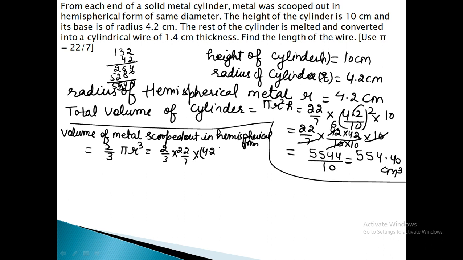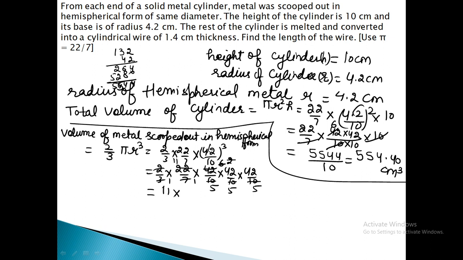You can write it 42 by 10. After solving all these things, 2 by 3 multiply by 22 by 7, 42 multiply by 10, 42 multiply by 10. 7 6 are 42, 3 2s are 6, 2 1s are 2 and 2 5s are 10. 2 11s are 22, 2 5s are 10. You can see remainder values are 11 multiply 42 multiply 42 divide by 125. When we solve all this, we will get the result 310.4 centimeter raised to power 3, after multiplying all these things and dividing by 125.